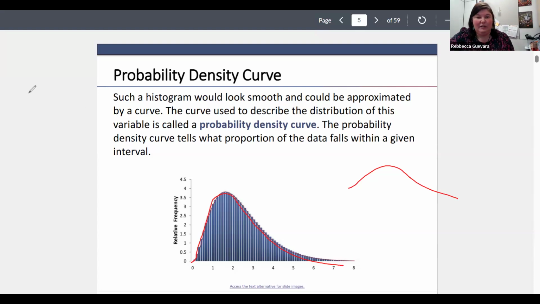There is a formula for that curve. If you knew the formula and you know a little bit of calculus, calculus can help you estimate areas under curves. With the formula and a little bit of calculus, that's how we can figure out what proportion of data falls within given intervals. Like I said, there are formulas for these curves, and we're going to look at a very particular curve that has a formula for it.